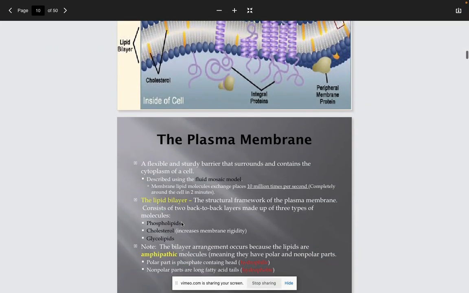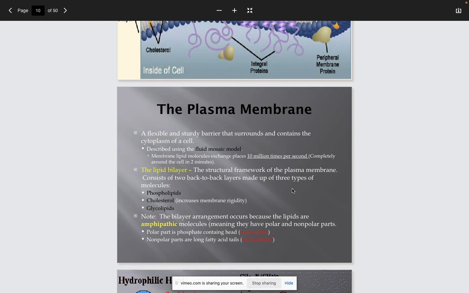So let's get into a little bit about it. The plasma membrane, like we previously said, is a flexible and sturdy barrier that surrounds and contains the cytoplasm of the cell. We know that. It's described using the fluid mosaic model, and again, this is just how the plasma membrane likes to move. Here I have the membrane lipid molecules exchange places 10 million times per second. Wow, 10 million times per second. That's completely around the cell in 2 minutes.